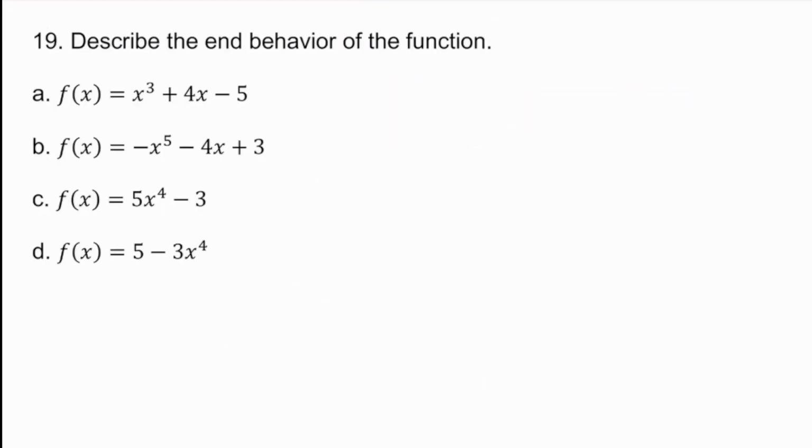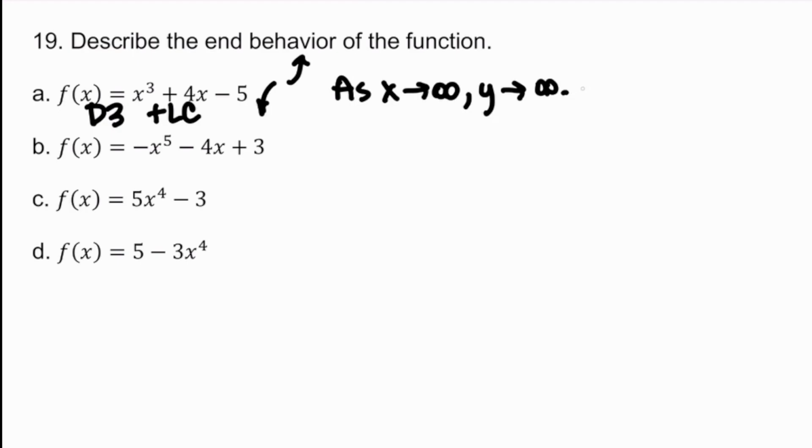Okay, number 19 is asking for the end behavior of the graph of the function. And that's just going to be what happens as x approaches infinity and what happens as x approaches negative infinity. With the first f of x in part A, this is degree 3, positive x cubed, so it's a positive leading coefficient. If it's an odd degree with a positive leading coefficient, it looks essentially like y equals x cubed, which is to say as x approaches positive infinity, y approaches positive infinity, and as x approaches negative infinity, y is going to do the same thing. Y goes to negative infinity.